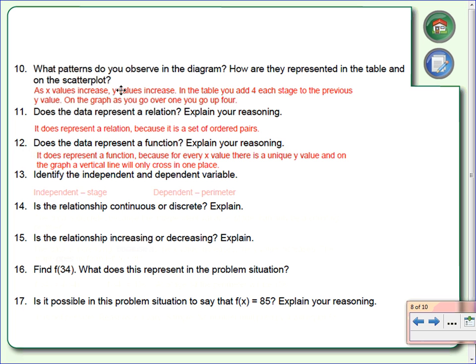So our independent is the stage. The dependent is the perimeter. So write this down. Independent is stage. Dependent is the perimeter. In other words, the perimeter is going to depend on what stage I'm talking about.